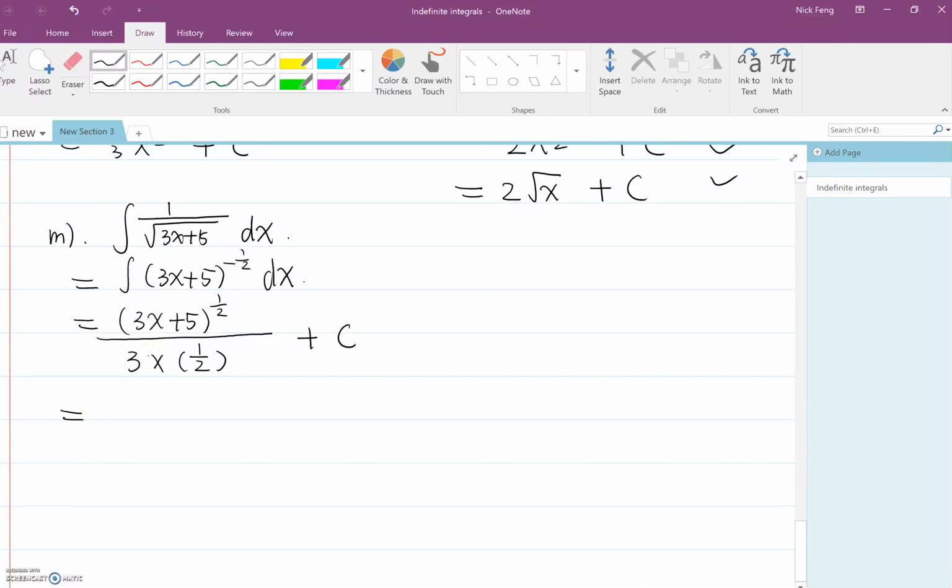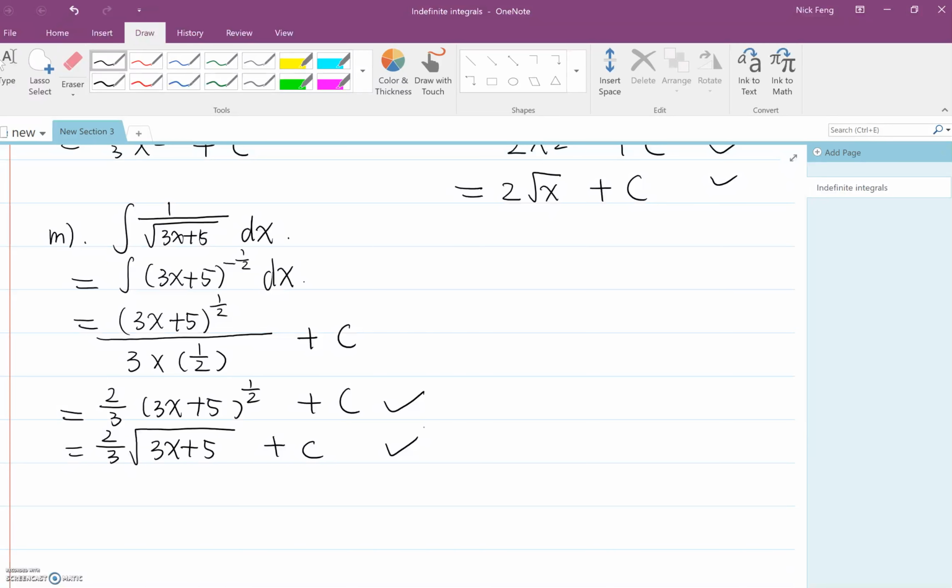So the bottom becomes 3 on 2. Divided by 3 on 2 means multiply by 2 on 3. So that becomes 2 on 3, 3x plus 5 to the power of half plus c. Again, you can change this back into square root form if you like. They're both fine.